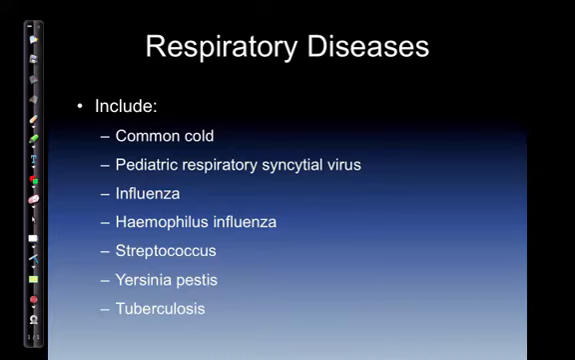Yersinia pestis, more commonly known as Black Death, is an airborne disease that was thought to potentially be the cause of the Black Plague, and signs and symptoms of Yersinia pestis are going to be bloody sputum. Tuberculosis is a wasting disease, also called consumption at one point. It has a high mortality rate and is caused by the aerobic Mycobacterium tuberculosis.